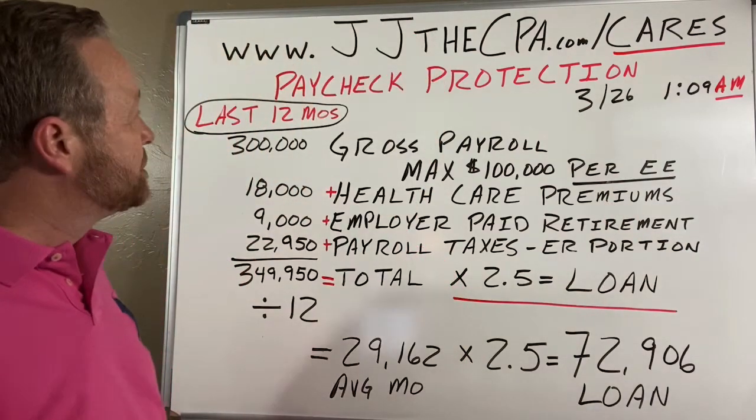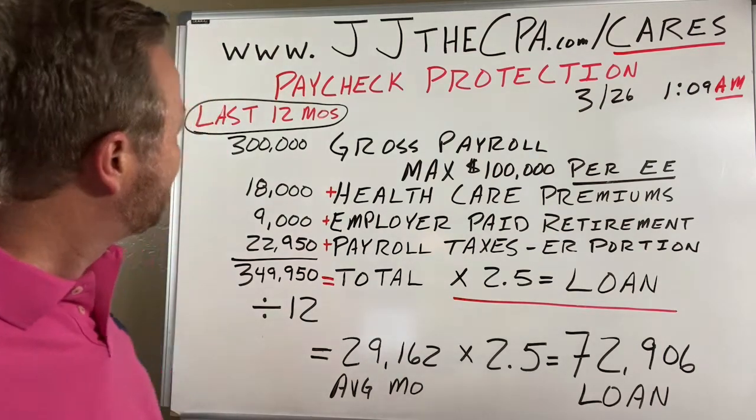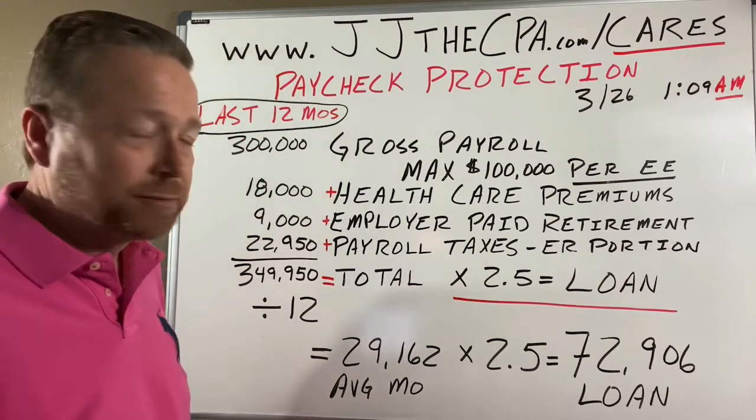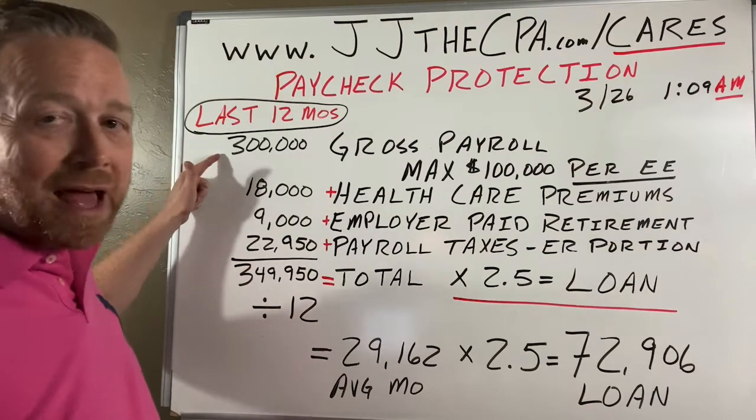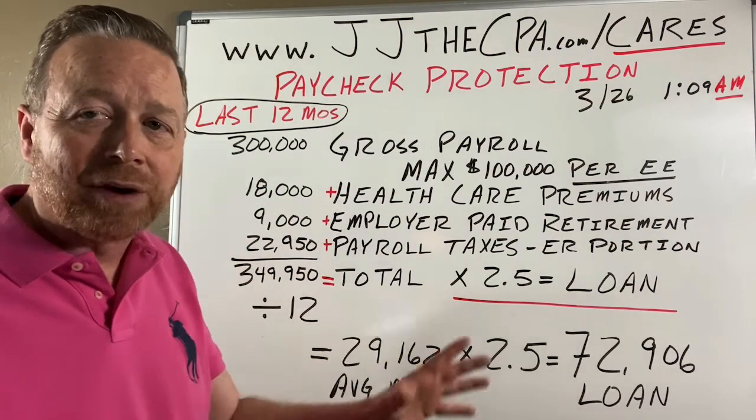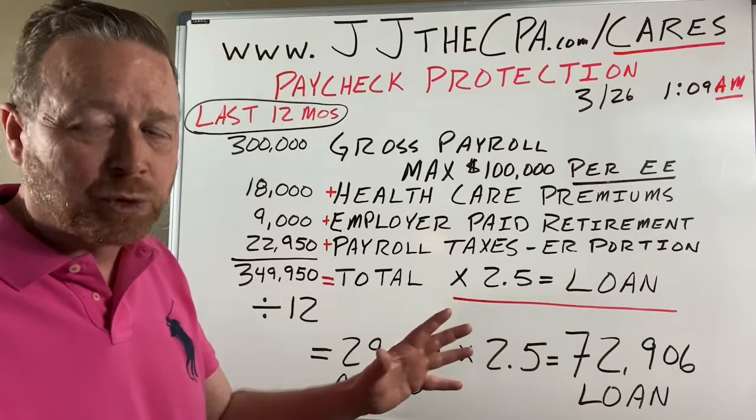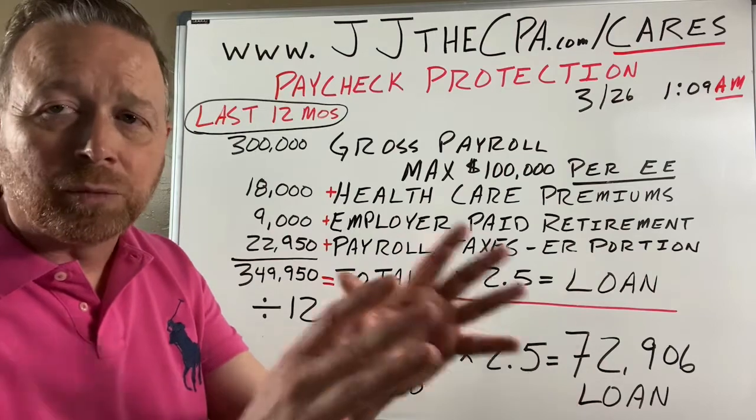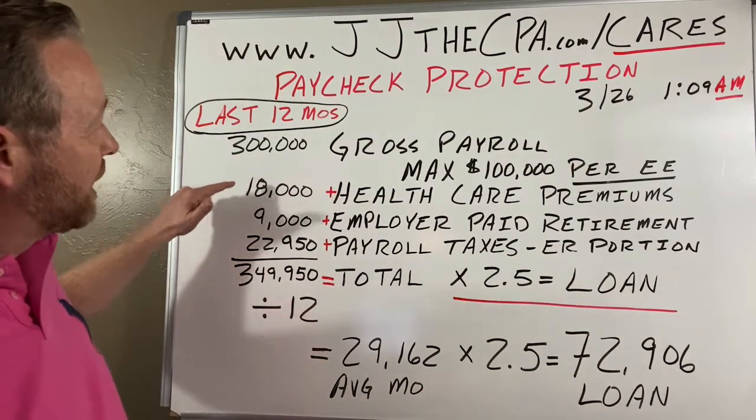So here is the example, okay? You're going to take the last 12 months of payroll, okay? So the last 12 months in this example of payroll is $300,000 for the entire company. $300,000 total payroll last 12 months. Don't get ahead of yourself trying to figure out how we're going to know that. We'll get to it later. 300,000 is the gross, okay?